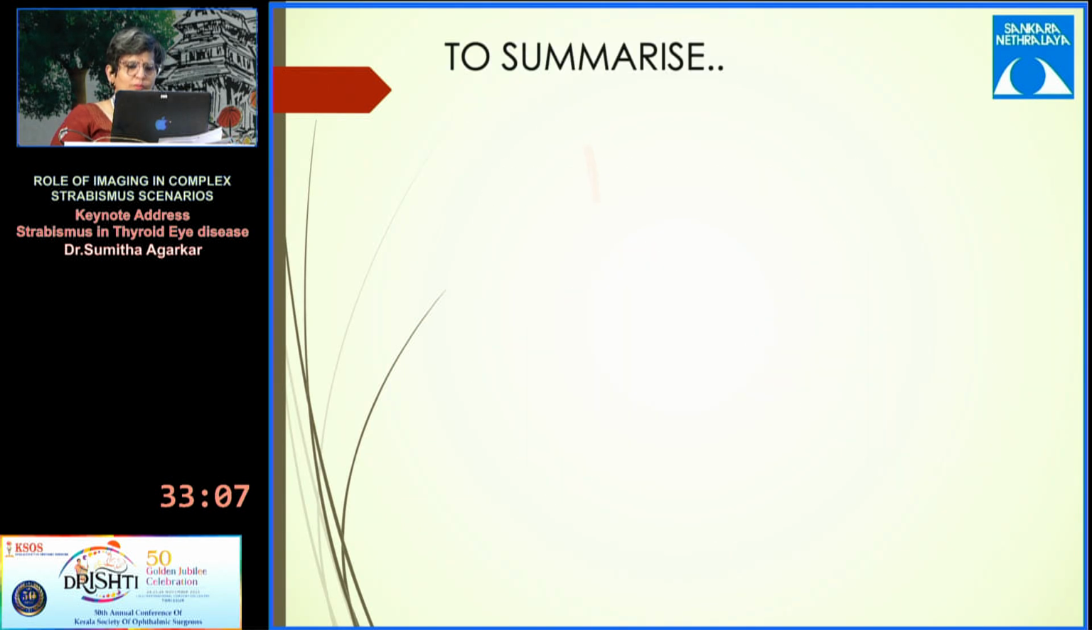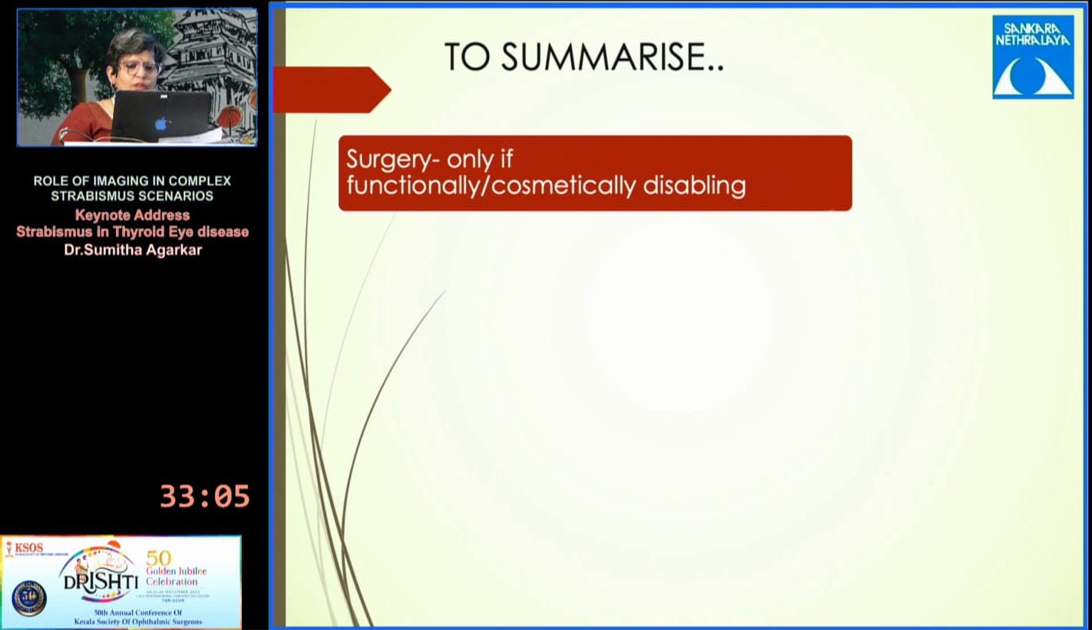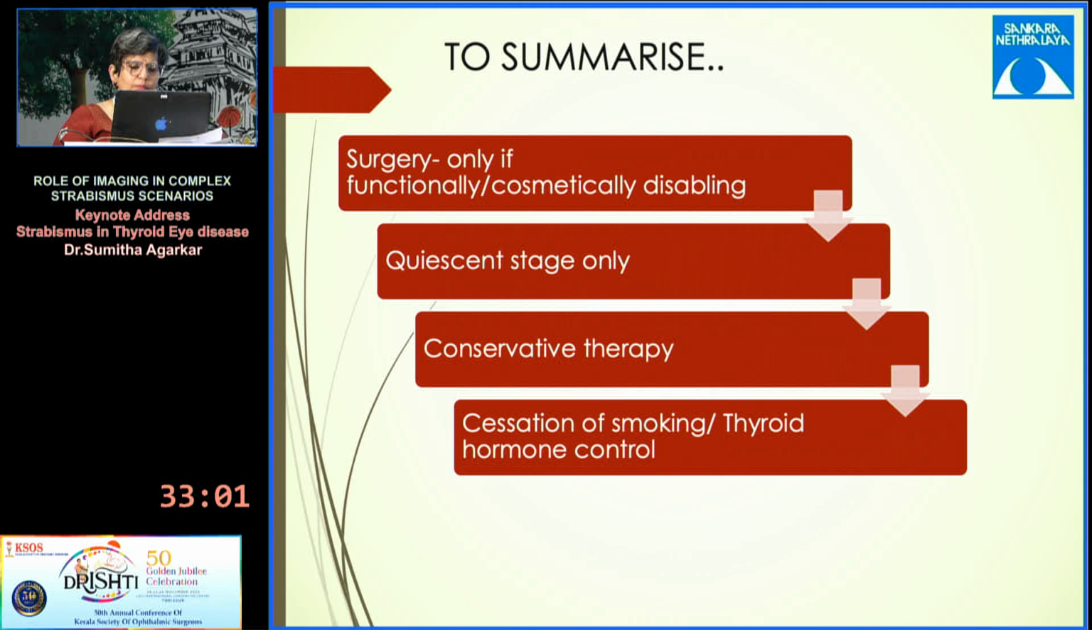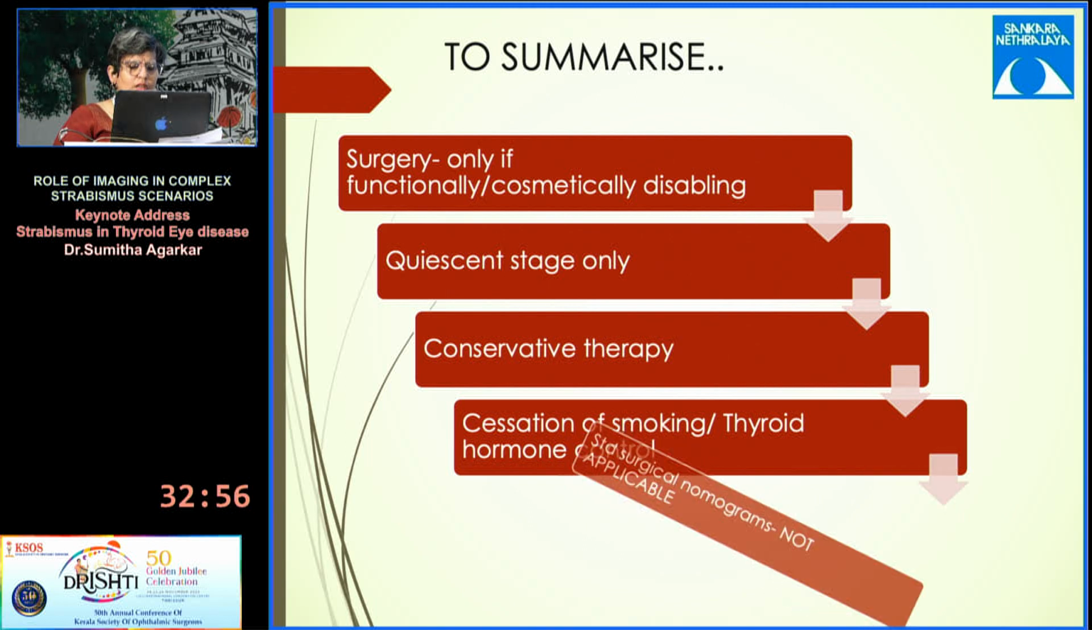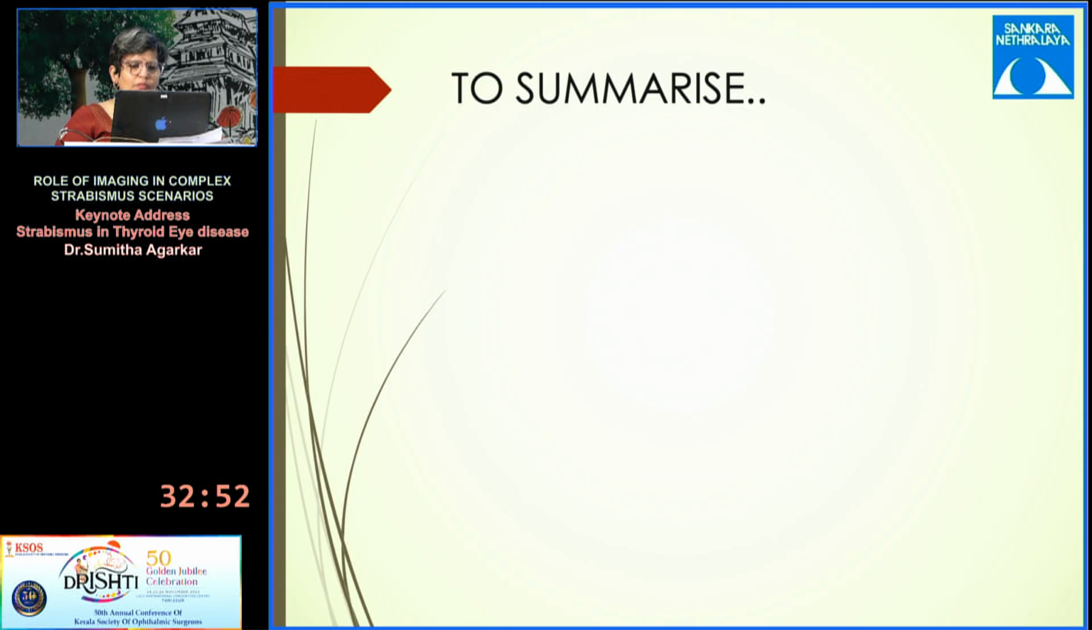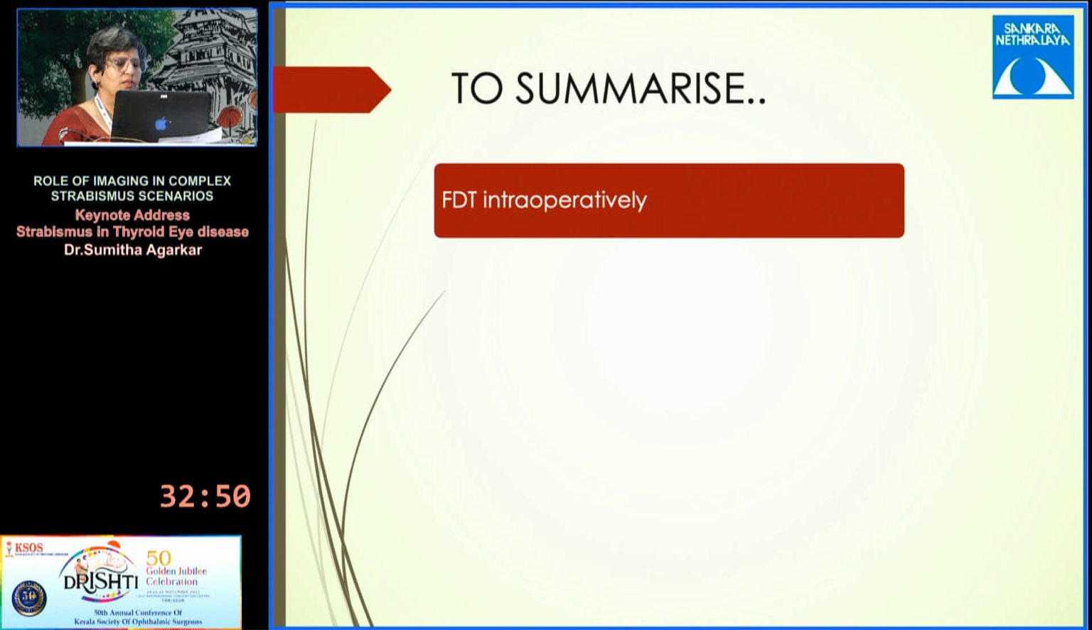To summarize, surgery only if it is a cosmetically quiescent stage, do conservative therapy, give an attempt for all, and do talk about lifestyle changes to the patient. And standard surgical nomograms are not applicable, so you may have to plan as you go along during the surgery.